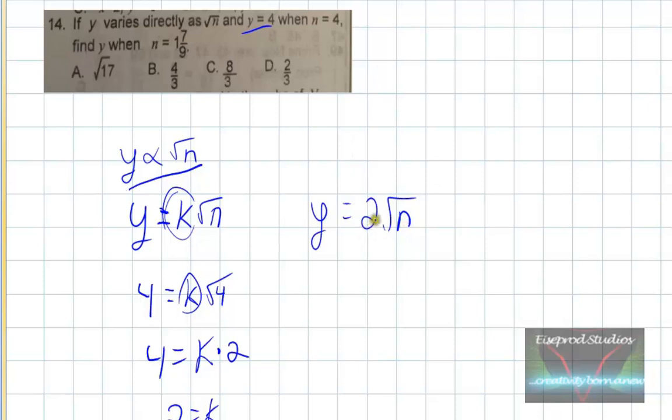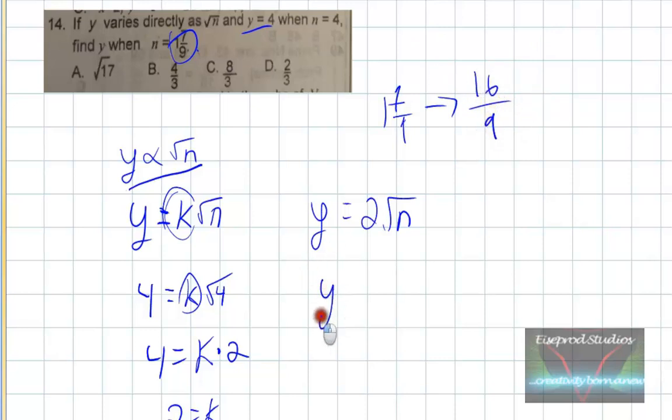Now we know exactly how much y varies. It's by a factor of 2. So now they want us to figure out what y is when this is n. So all we have to do is plug in, essentially. First, I'm going to convert this 1 7/9 into an improper fraction. So 1 times 9 is 9, plus 7 is 16. I'm going to leave it over 9. So there it is as an improper fraction.